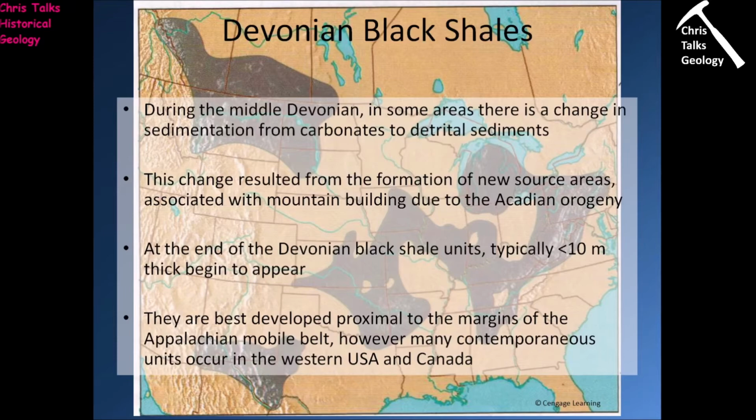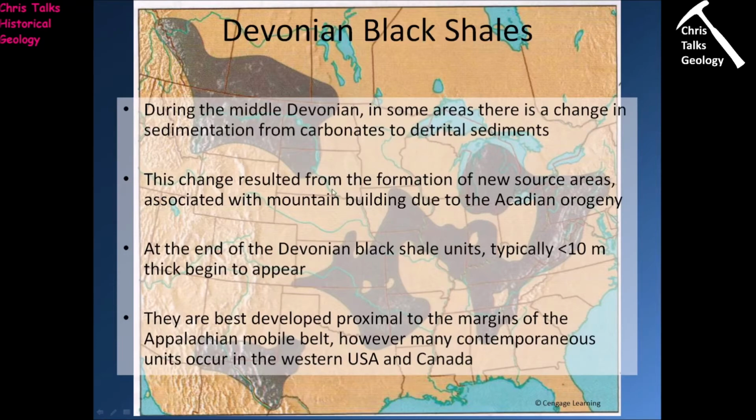So what about these Devonian black shales? Well, as we've already discussed, most of the time the Kaskaskia Sea was just a carbonate producing machine. So that means large amounts of clear, warm, shallow water. However, for a period of time, we do have the formation of these black shales. So we see them during the Middle Devonian, and in some areas there is a change from sedimentation from carbonates to detrital sediments. So we get this shift.